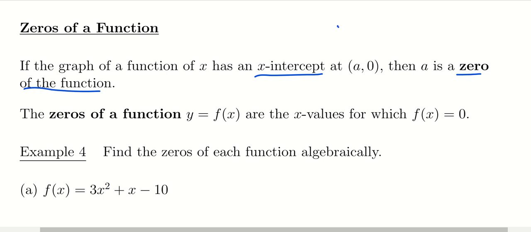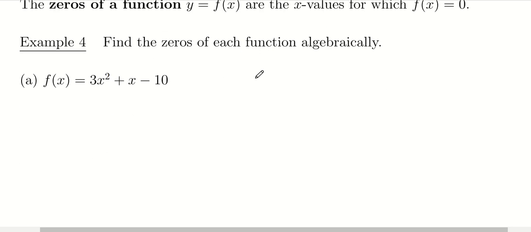Simply what this means is if you take your function f, and you plug in this x-intercept value, the value a, into the function, remember the y-coordinate is the value of the function, that gives us the output of 0. That corresponds to the ordered pair (a, 0), and on its graph, it would be an x-intercept. To find the zeros of a function, all we need to do is set the function equal to 0, and then solve. Let's take a look at example 4. Let's find some zeros for the given functions.